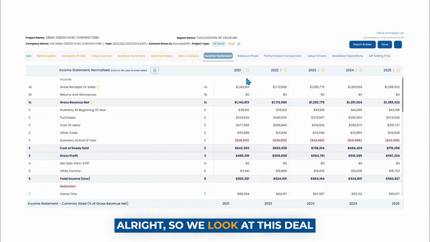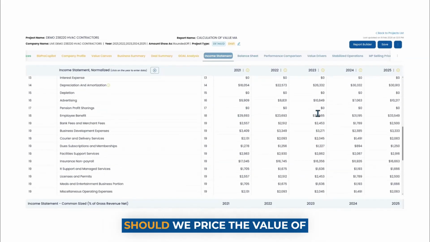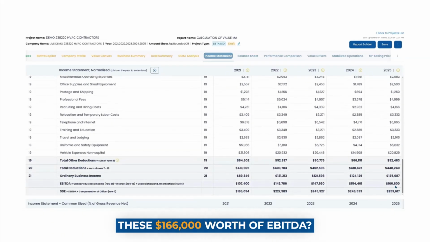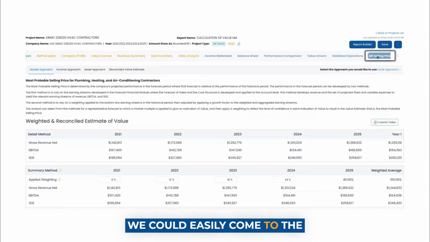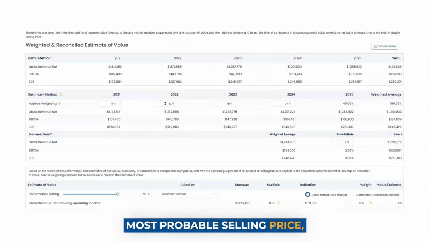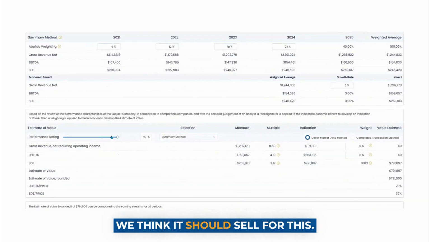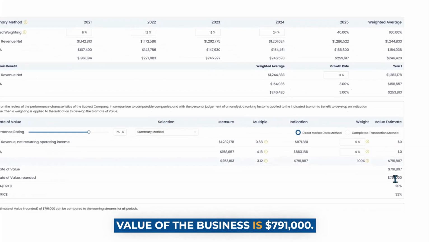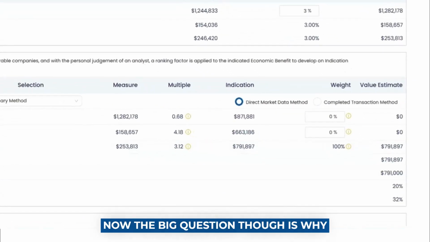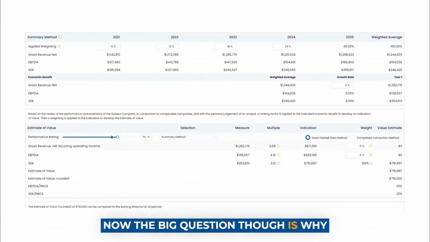All right, so we look at this deal and we might say, okay, how should we price the value of these $166,000 worth of EBITDA? We could easily come to the most probable selling price, apply some weighting in this market approach and say, okay, we think it should sell for this. And in this case here, I decided to weight the deal on SDE, and the value of the business is $791,000.